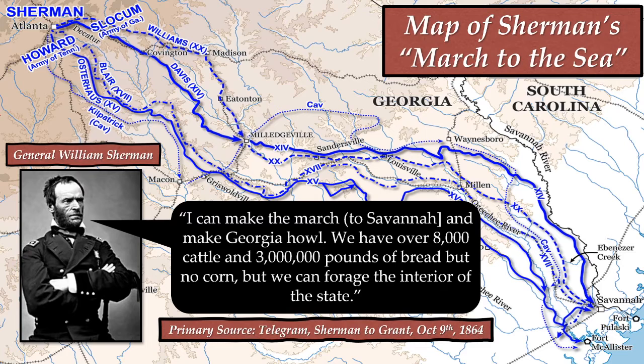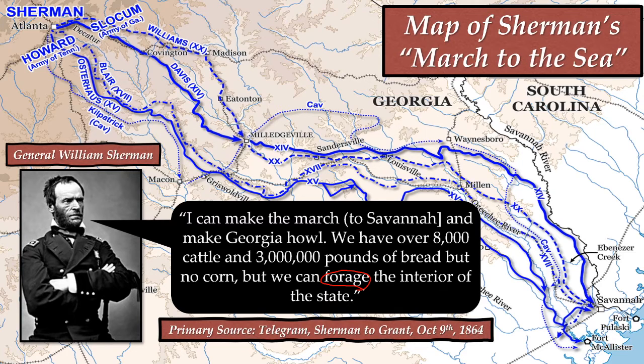Make them submit. And we have over 8,000 cattle, 3 million pounds of bread, but no corn. But we can forage the interior of the state. What does forage mean, everyone? Well, let me tell you what I'm referring to here. Foraging is a fancy way to say, let's pillage all the interior of the state for what it's worth.